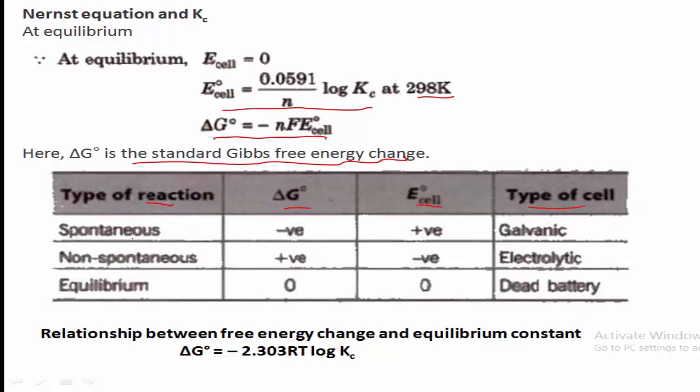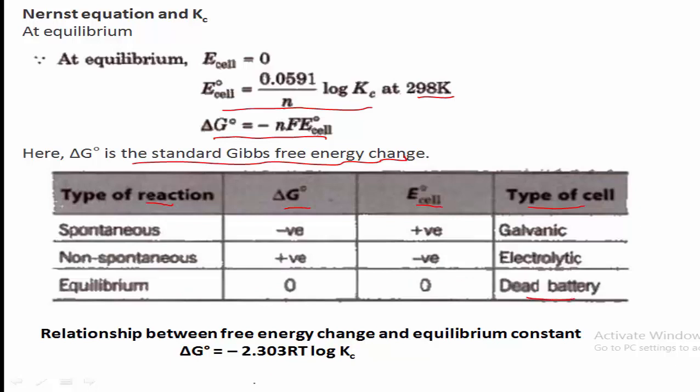Now here they have given the type of reaction, standard Gibbs free energy change, standard electrode potential, and type of cell. If the reaction is spontaneous, delta G naught will be negative and E naught should be positive, and the type of cell is galvanic. If the reaction is non-spontaneous, then the standard free energy is positive and E naught cell is negative, and the type of cell is electrolytic. If the reaction is in equilibrium, all are zero and the cell is dead.